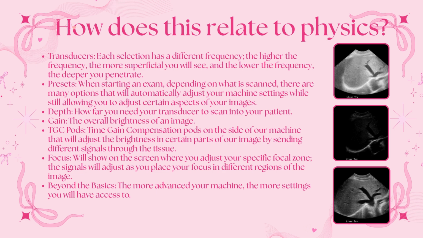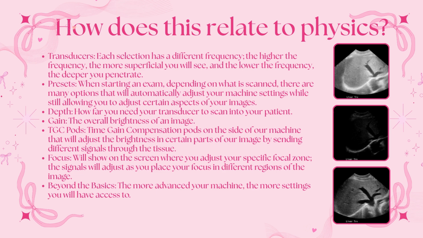Now, how does this relate to ultrasound physics? Well, there's a lot to it, but let me just cover the basics. So first we start with our transducer. Each selection has a different frequency. The higher the frequency, the more superficial you will see, and the lower the frequency, the deeper you penetrate. You pick based off of what is scanned. If you want to scan a lump, you wouldn't want to choose a low frequency transducer because it's a more superficial structure and you would not be fully optimizing your images.